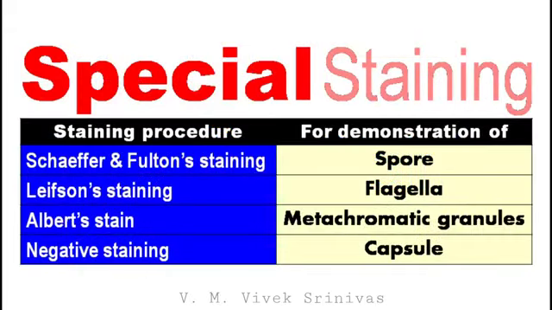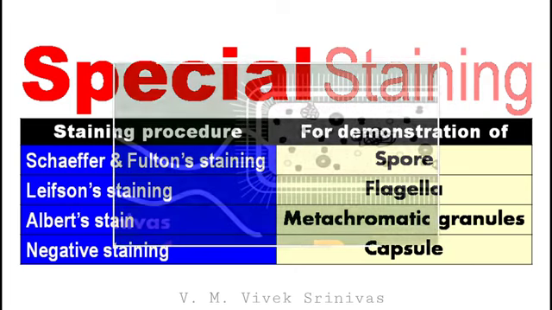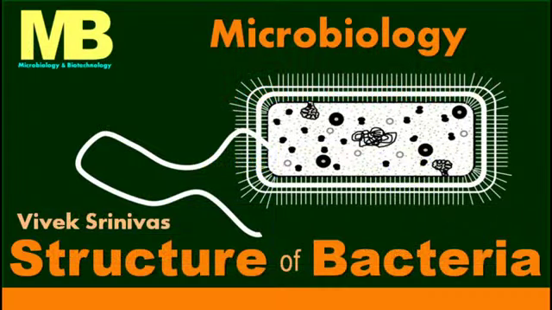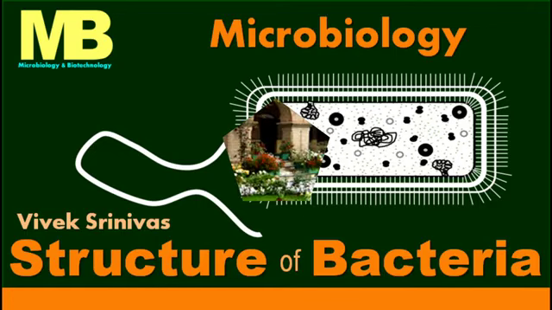These are some of the special staining procedures used for the demonstration of the structures like the spore, the flagella, the metachromatic granules, and the capsule. With this, we are coming to the end of the bacterial stains and the staining techniques. In next video presentation, we will see about the structure of the bacteria, with their properties and function of the different components in the bacteria.